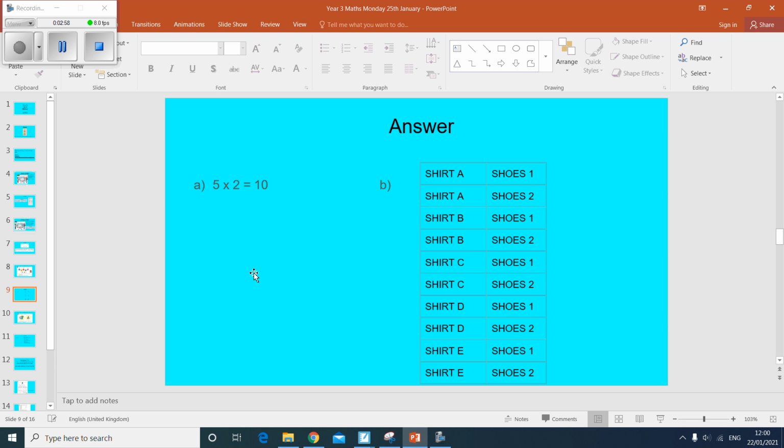Okay, so the answer to A would be 5 times 2, so there are 10 ways, and for B, your chart or table should show these combinations. So we've got shirt A with shoes 1, shirt A with shoes 2, then we've got shirt B with shoes 1, shirt B with shoes 2, and so on through all of the 10 combinations.